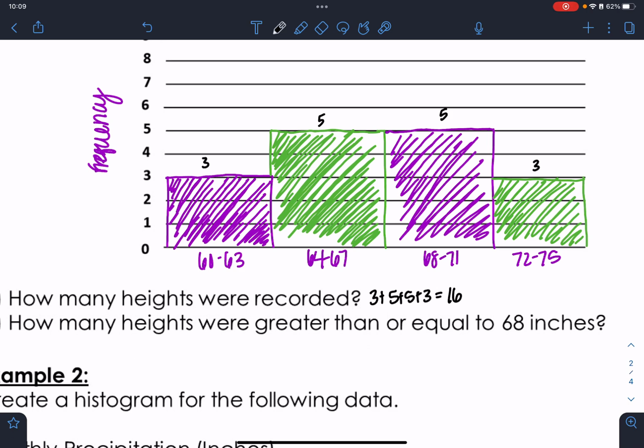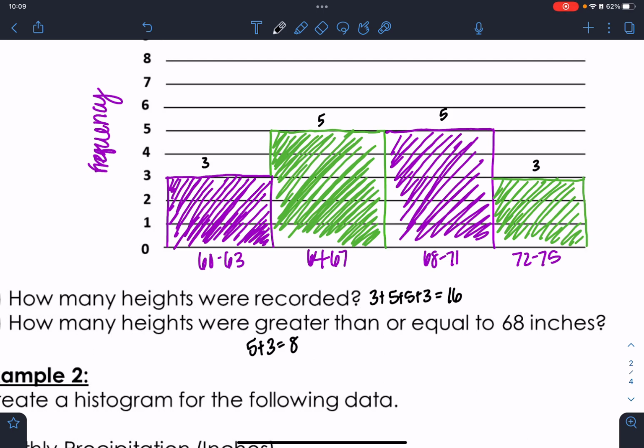So here's where the 68 inches start. So we could say 5 of them are in this category, and we also want to include the 3 because, right, all of these numbers are greater than 68. So in total, I would have 5 plus 3, which would be 8, okay? 8 heights were greater than or equal to 68 inches.